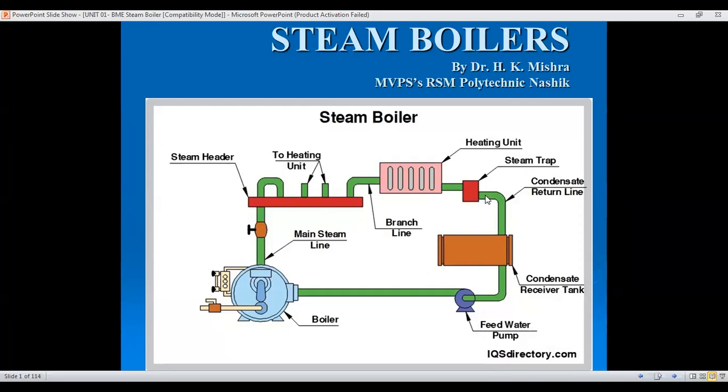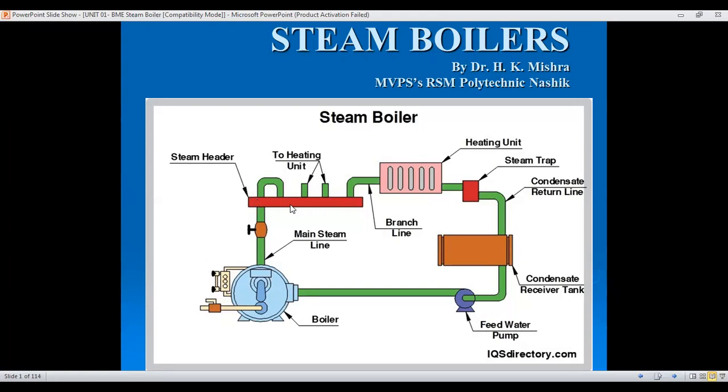So as you see the steam boiler here in the diagram, this is the assembly of our flow diagram of the steam boiler. What happens here is this is the boiler feed water pump. This pump is used for feeding the water into the turbine. Okay, so this is the main system.